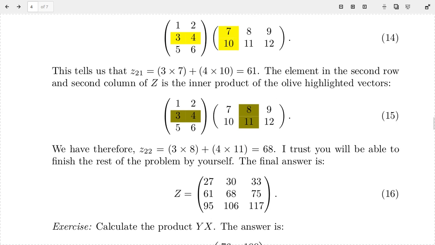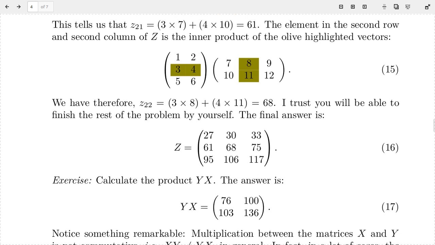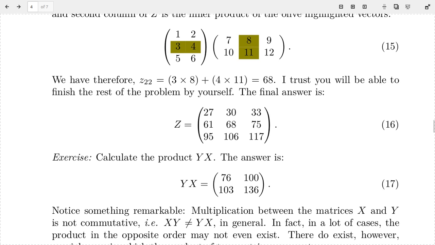Z22 is the product of the second row of X and the second column of Y. And you can find the other elements in a similar fashion, and you should be able to finish this calculation. The answer is, of course, given by equation 16. That is the full answer.